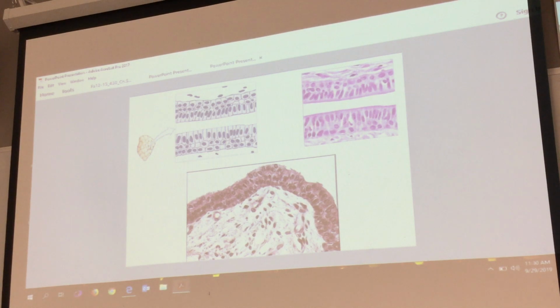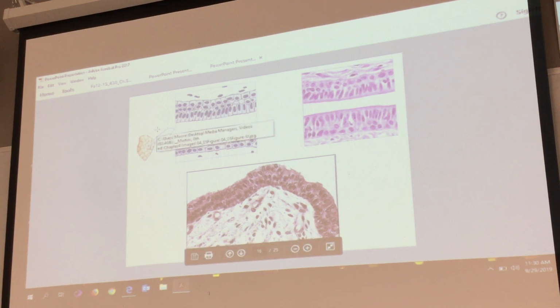Stratified columnar. Location: ducts of some large glands, yet again. So stratified cuboidal, stratified columnar, ducts of some large glands. Like this would be a salivary gland. This is the parotid salivary gland.